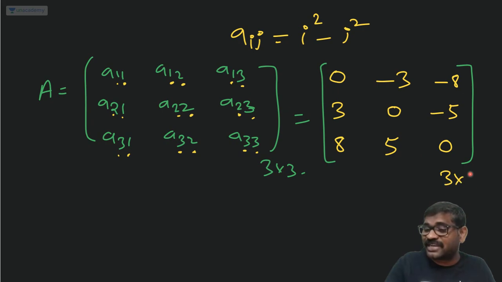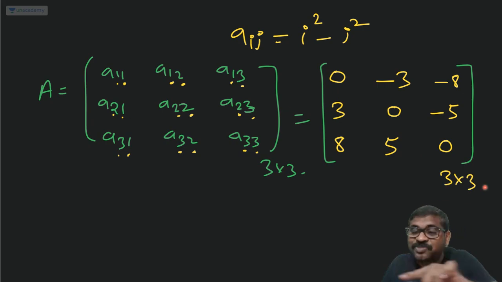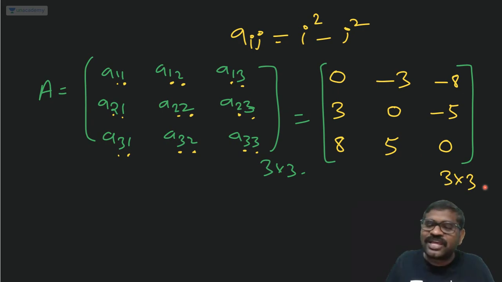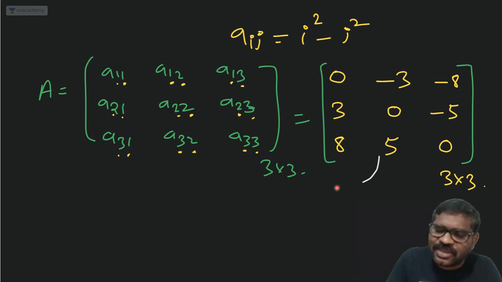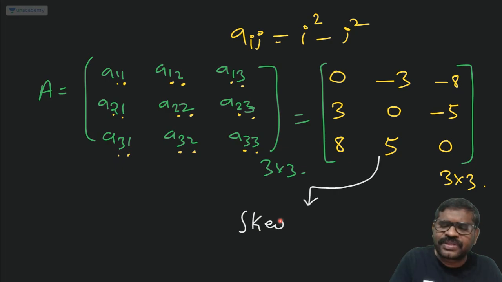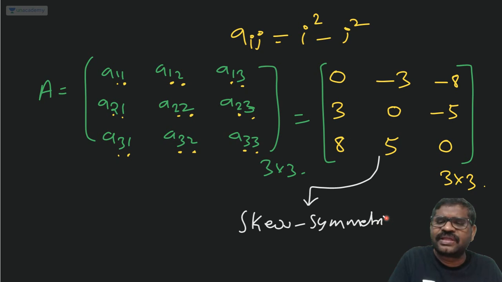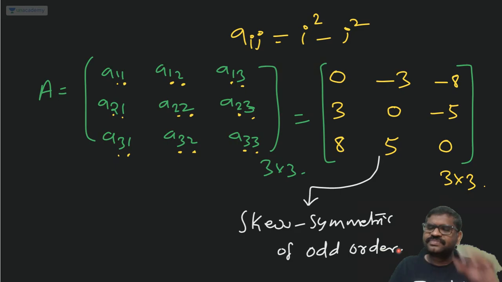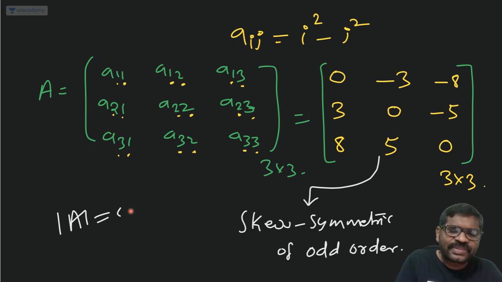Matrix is 3 cross 3. All the principal diagonal elements are 0. Remaining entries are satisfying the condition Aij equal to minus Aji. Therefore, skew symmetric of odd order. Therefore, det A is 0. If det A is 0, A inverse does not exist.